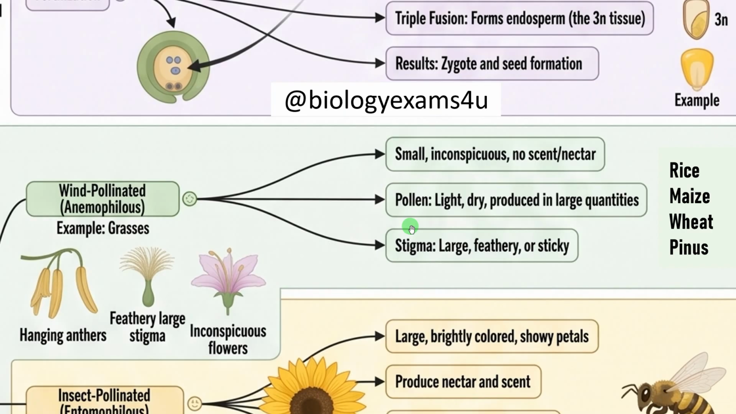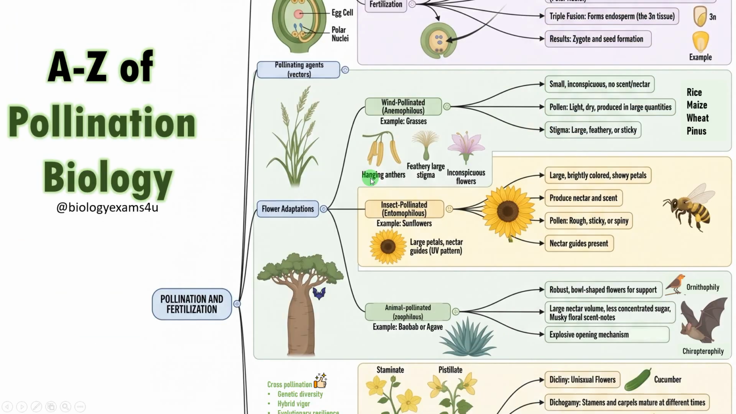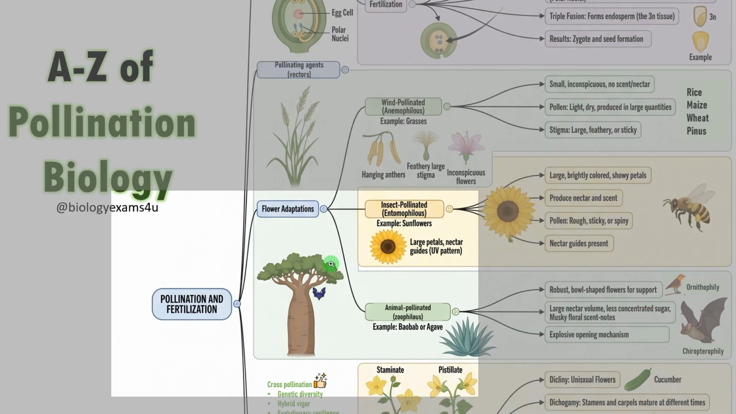Stigma is large, feathery or sticky. Classical examples include rice, maize, wheat. Then Pinus, where there is a sulfur shower. All are wind-pollinated flowers. Now let us see the insect-pollinated flowers.